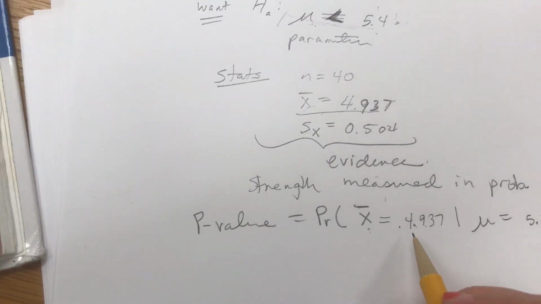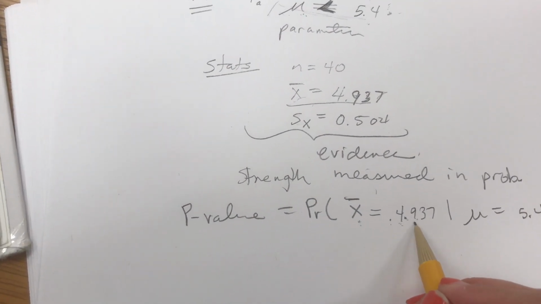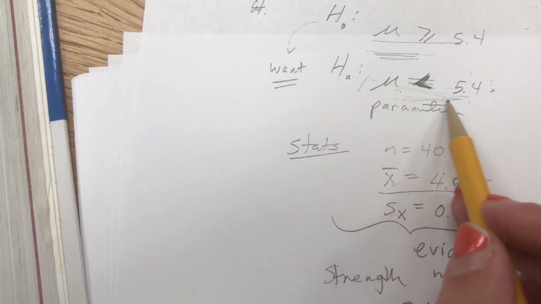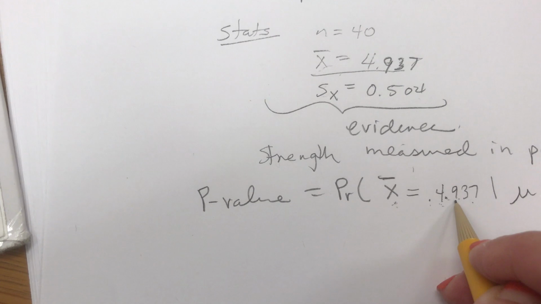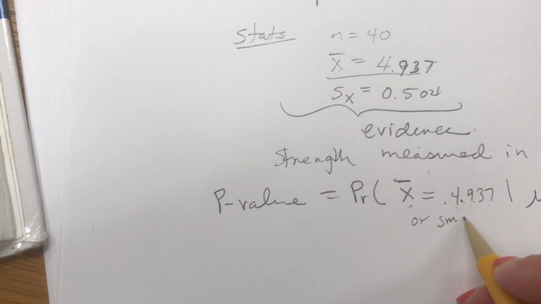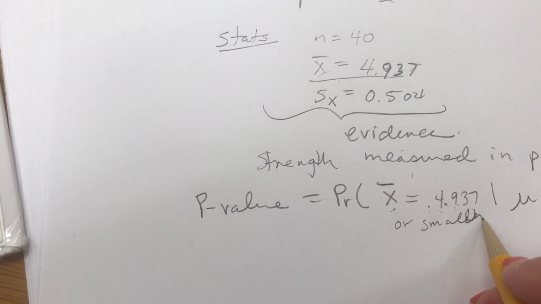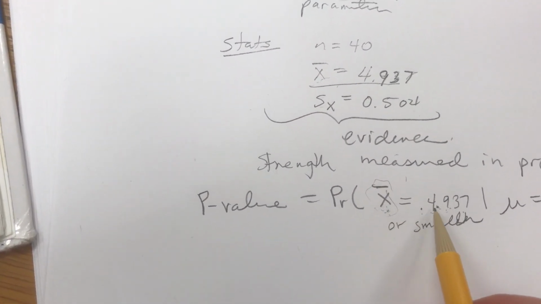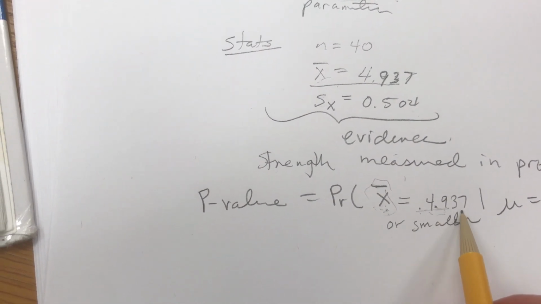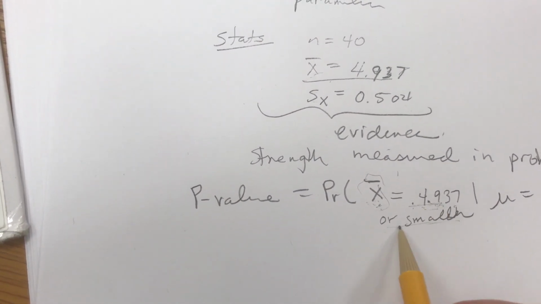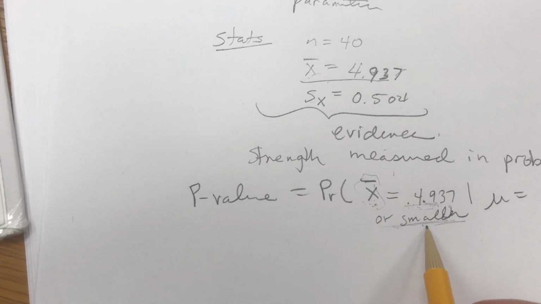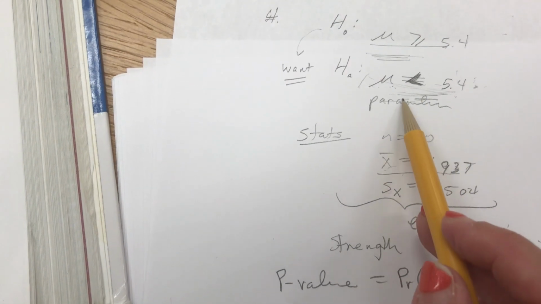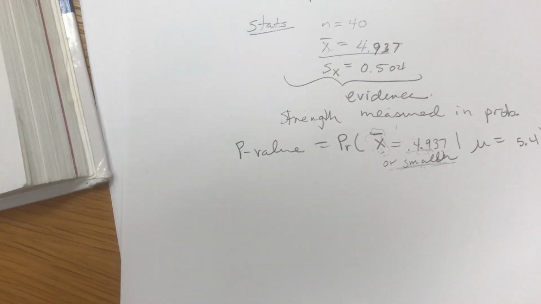Now, what else would be evidence? If I have 4.937 or smaller, that would be in support of my alternative. So 4.937, and I always put smaller. Why? Because the probability that the average for my sample is actually exactly 4.937 would be 0. I need an area underneath the curve to have probability. So I'm taking a region in support of my alternative hypothesis. I just need a density curve.